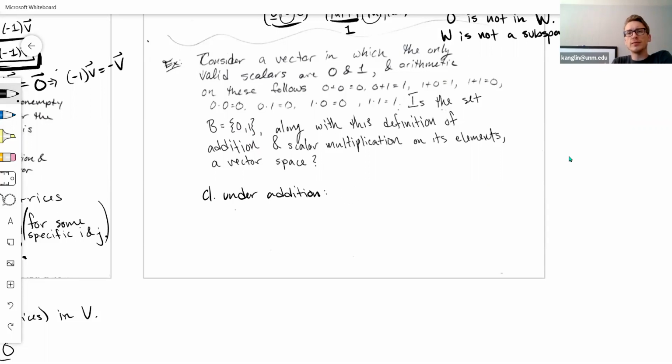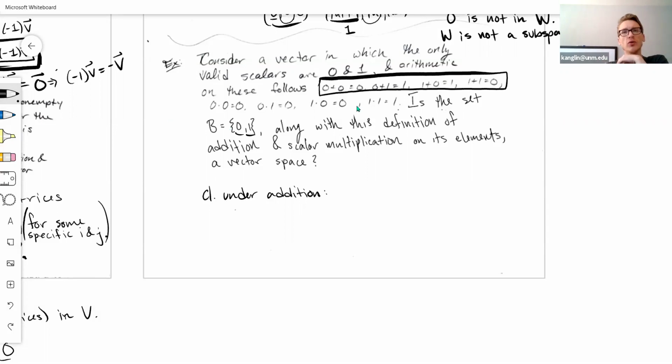Notice, there are only 2 elements in B, and there are only 2 valid scalars anywhere in our world that we can operate on, right? So we have actually laid out all the possible additions that could come from elements in this set. We could have 0 plus 0, both of those are in B. We could have 0 plus 1, both in B. We could have 1 plus 0, both in B. Or we could have 1 plus 1, both values in B.